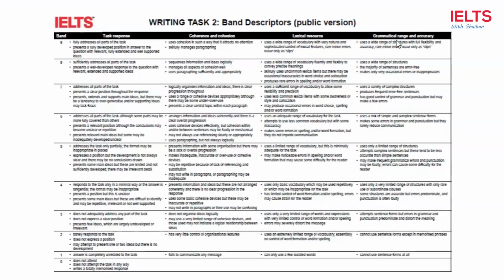As you can see from the previous public band descriptors, the language, which means vocabulary and grammar, is needed and highly needed to achieve your band score, especially for people who are looking for band 7 and more.